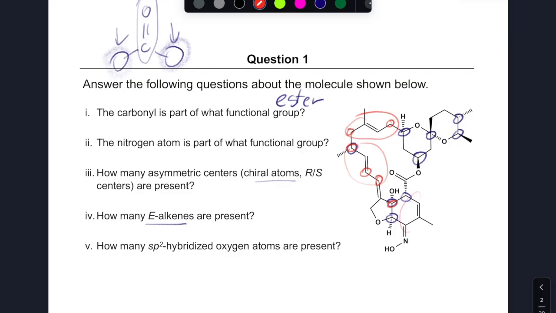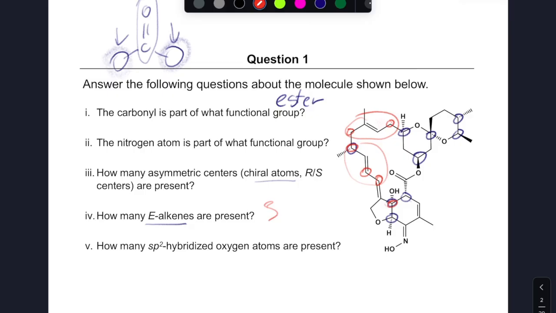This one is actually a Z. Highest priority groups are on the same side. And this does not get an E or Z designation. This is an oxime, so it's not an alkene in particular. So there's a total of 1, 2, 3.